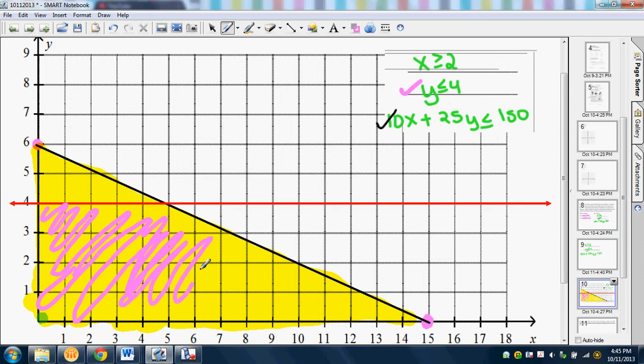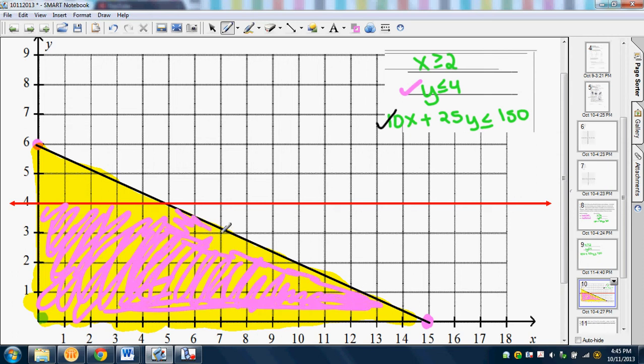I know this isn't the best shading in the world, but I should shade all this, or I could shade all this, but we're just focusing on the parts that overlap and satisfy all the constraints, all the conditions. So that's why I'm not coloring in all of this. I'm only focusing on what we've already colored in, okay?